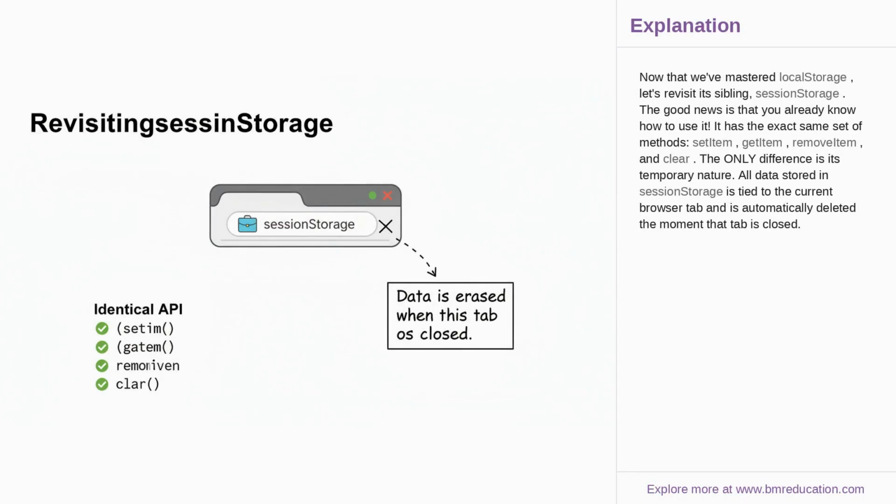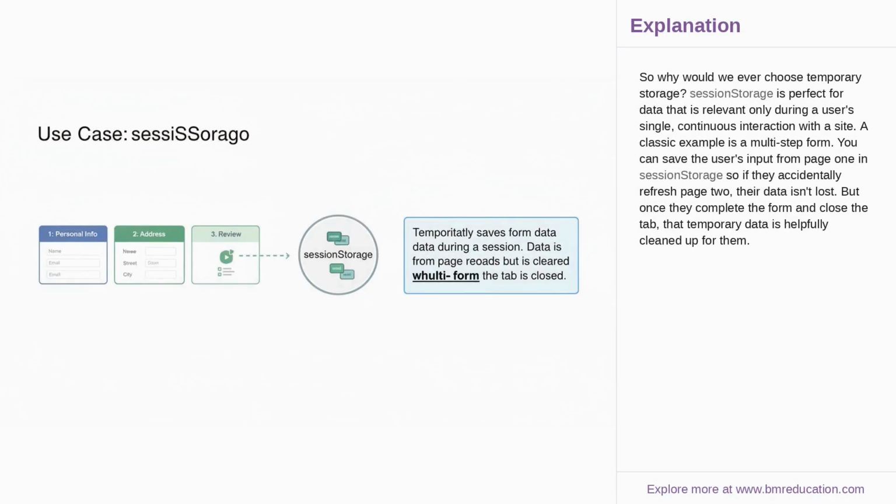Now that we've mastered local storage, let's revisit its sibling, sessionStorage. The good news is that you already know how to use it. It has the exact same set of methods: setItem, getItem, removeItem, and clear. The only difference is its temporary nature. All data stored in sessionStorage is tied to the current browser tab and is automatically deleted the moment that tab is closed. So why would we ever choose temporary storage?